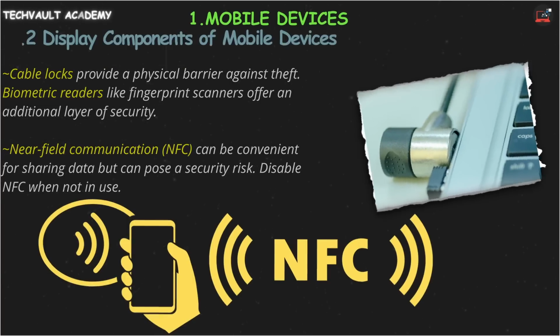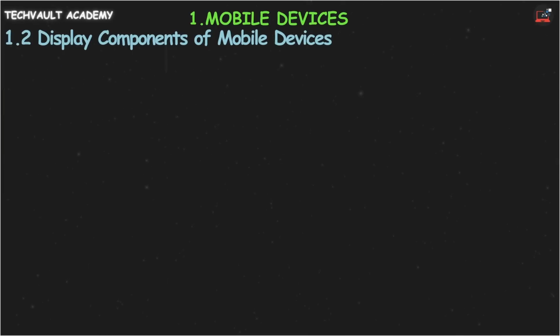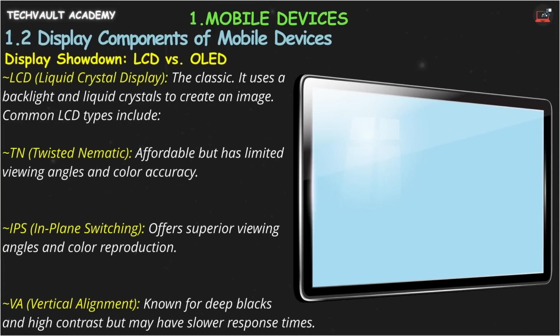Let's dive into the display components that bring mobile devices to life. Display showdown: LCD versus OLED. LCD, liquid crystal display, the classic. It uses a backlight and liquid crystals to create an image. Common LCD types include TN, twisted nematic. Affordable but has limited viewing angles and color accuracy.